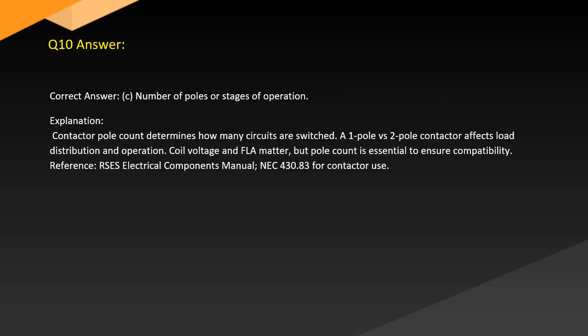Answer. Correct answer: C. Number of poles or stages of operation. Explanation: contactor pole count determines how many circuits are switched. A one-pole versus two-pole contactor affects load distribution and operation. Coil voltage and FLA matter, but pole count is essential to ensure compatibility. Reference: HRConquer Electrical Components Manual, NEC 430.83 for contactor use.